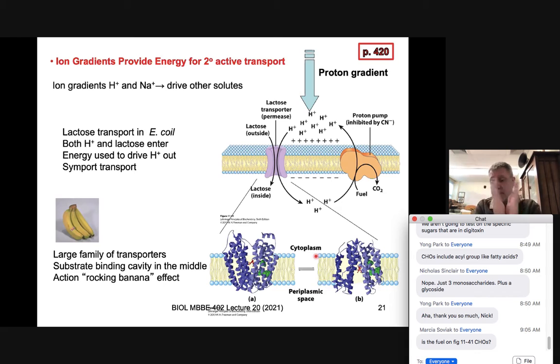This is why they call it the rocking banana. It's like this or like that, rocking like this, in regards to these transporters having a cavity that will bind a substrate, cause the change in this affinity as it transitions through a three-dimensional structural change to then cause this release. So again, we utilize these particular proton gradients and proton pumps, in this case as a secondary active transporter, to move things against an ion gradient.